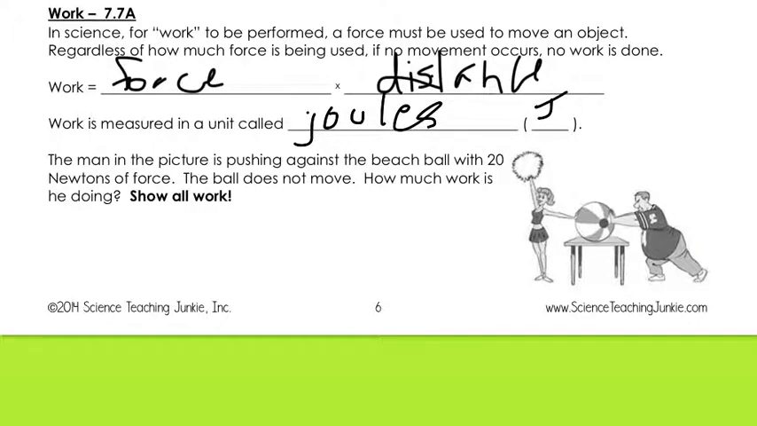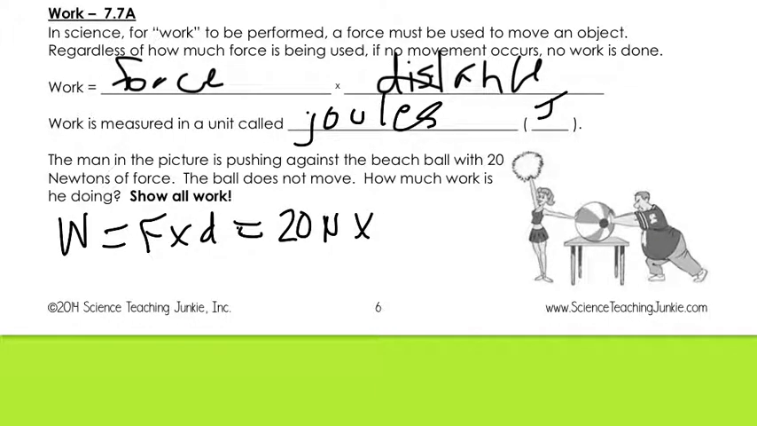The man in the picture is pushing against the beach ball with 20 newtons of force. The ball does not move. How much work is being done? Show all of your work. So for your formula, work equals force times distance. The force is 20 newtons. His distance is 0 meters. So no work is being done because he's not moving the object.